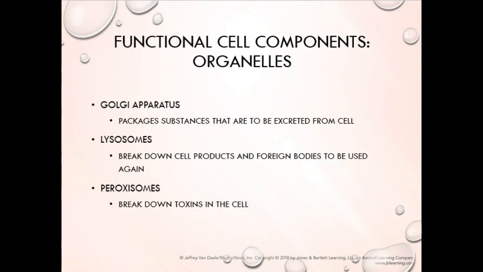Golgi apparatus helps to package substances such as those proteins to be excreted from the cell. I always used to call it the UPS of the cell, to package and send stuff out. Lysosomes help to break down cell products and also foreign bodies. If we were to get some sort of virus or bacteria, lysosomes will release enzymes that will help to break down either used cell products or those foreign bodies, that can either be used again or broken down to be excreted.